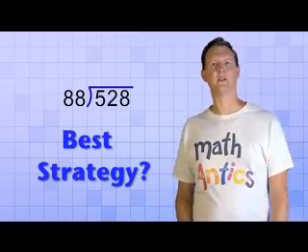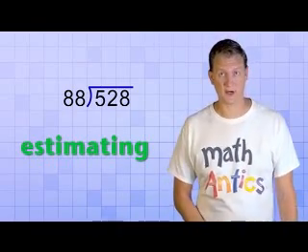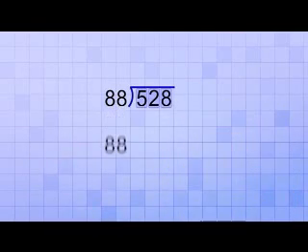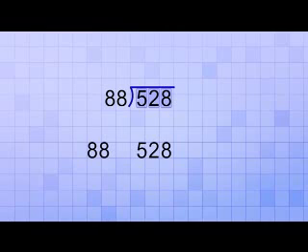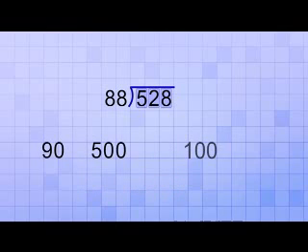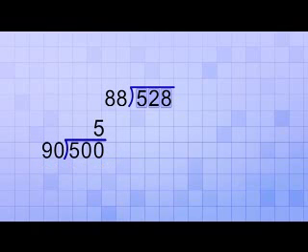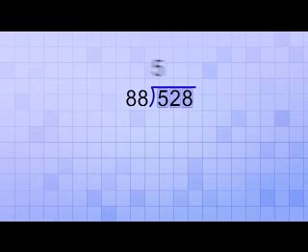What's the best strategy? Well, a little estimating will help us make much better guesses at our answer. The numbers 88 and 528 are kind of hard to work with. But if we made estimates of those numbers, like if we changed them to 90 and 500, that would make it easier to estimate the answer. Since 100 would divide into 500 exactly 5 times, that means that 90 will divide into 500 at least that many times. So let's make 5 our first estimate for the answer.